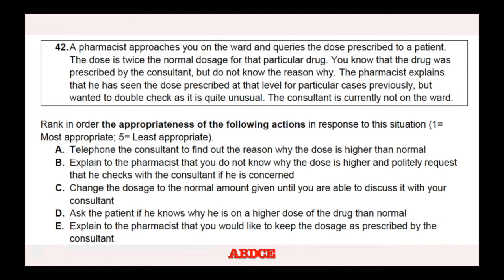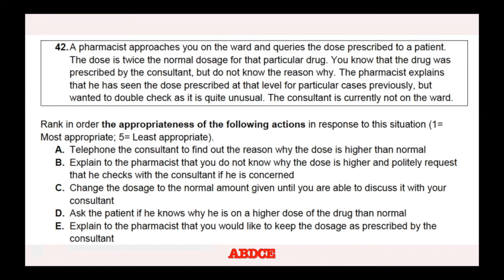The second option would be explain to the pharmacist that you don't know why the dose is higher and politely request that he checks with a consultant if he is concerned. So here, although you are solving a problem, you are giving the pharmacist that responsibility to consult with the consultant.